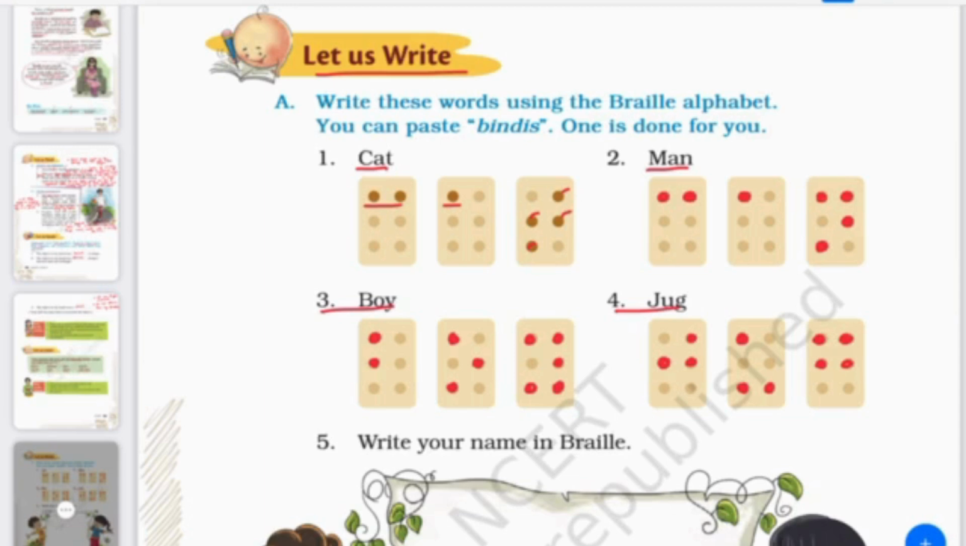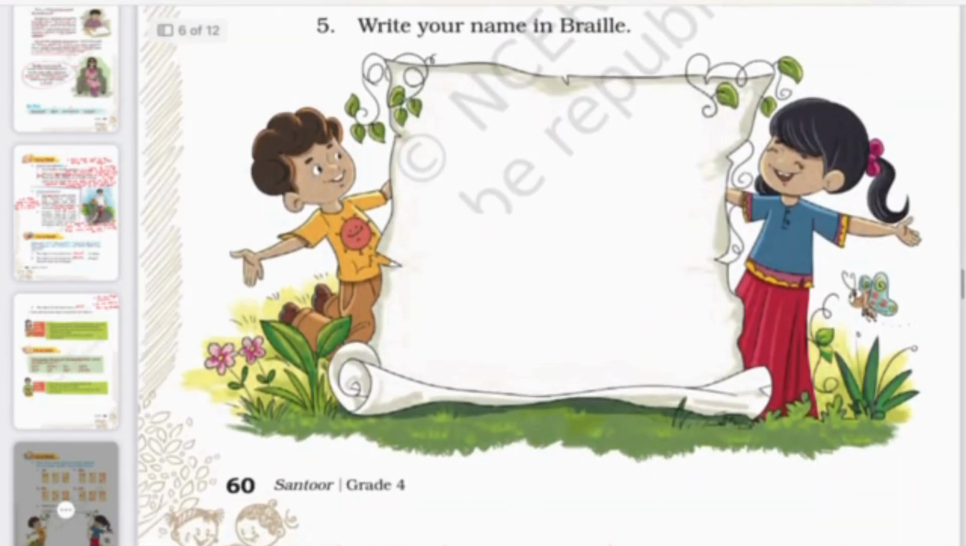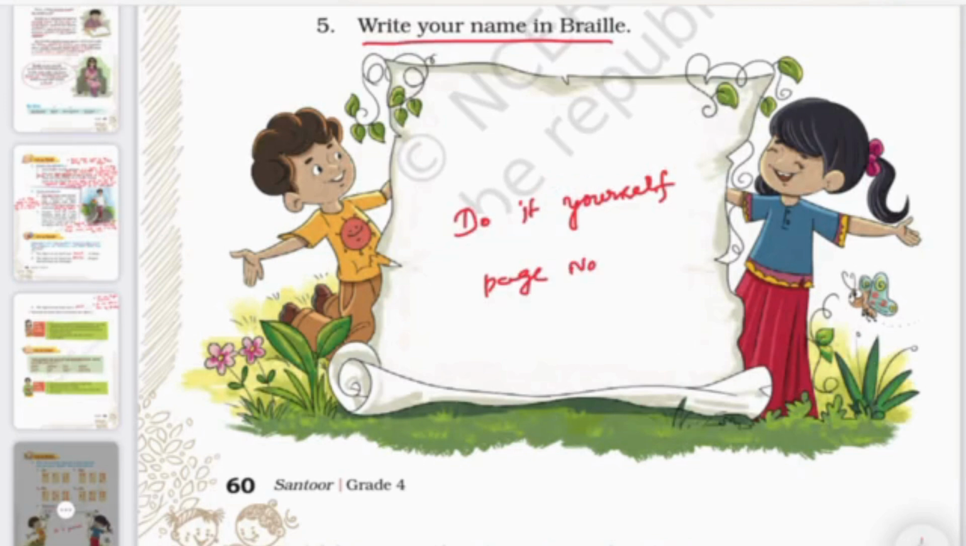Using the Braille alphabets given in page number 56, we want to write these words. Next, write your name in Braille alphabets. Okay, you want to write your name. That is, do it yourself, using the Braille alphabets given in page number 56. Braille alphabets are given. Okay, use your name. You write your name in Braille.